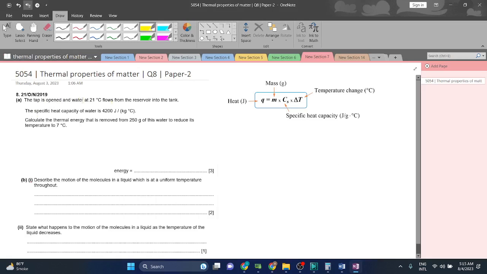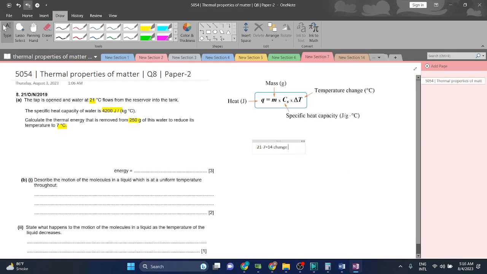The tap is open and the water at 21 degrees Celsius flows from the reservoir into the tank. Specific heat capacity of water is 4200. Calculate the thermal energy that is removed from 150 grams of this water to reduce its temperature to 7 degrees. So the temperature is changing from 21 to 7 degrees. Now, if we take the change, how much will we get? 21 to 7 will give us a 14 degrees Celsius change.